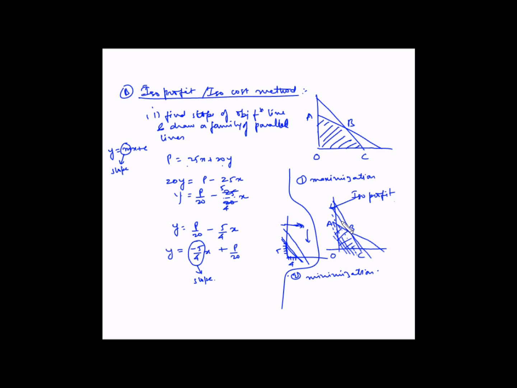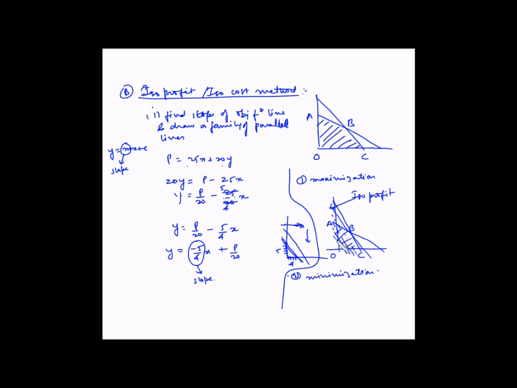So please note that each line will yield a different profit, but every point on the same line will yield the same profit. So now in case of the iso-profit lines and in case of maximization, the farthest point from the origin on the feasible solution region which the iso-profit line touches is the point of optimal solution.